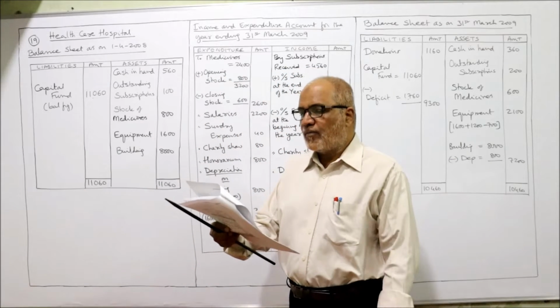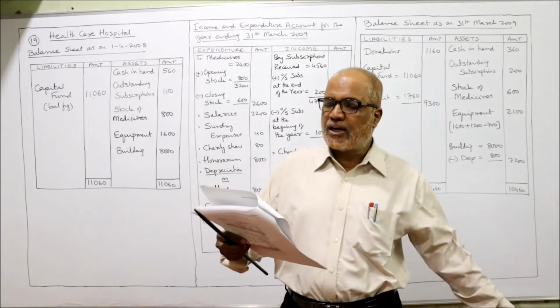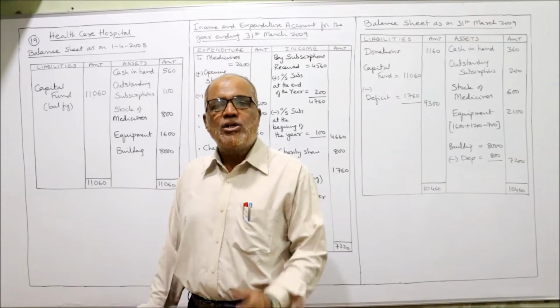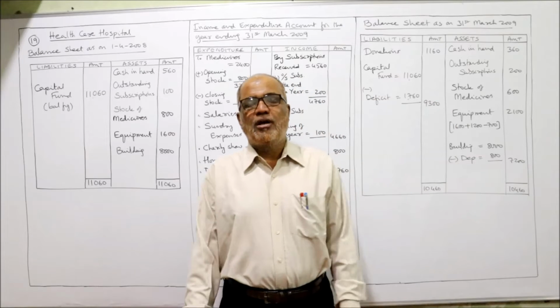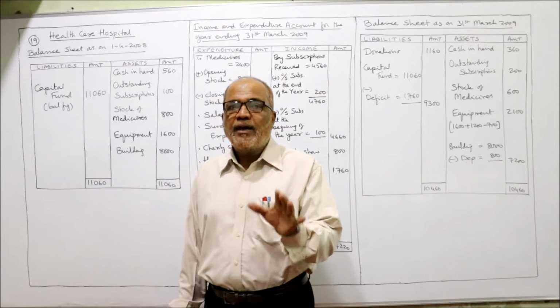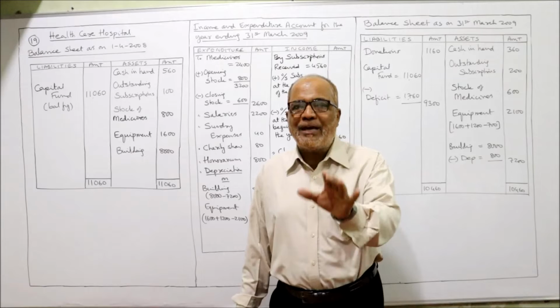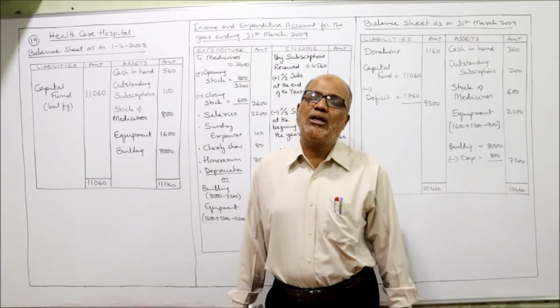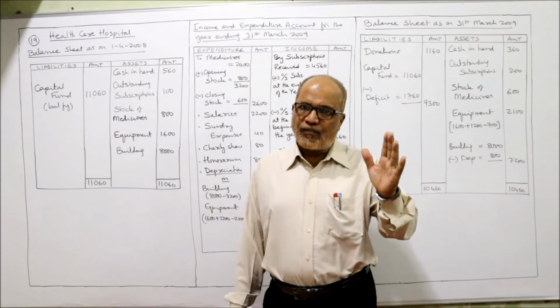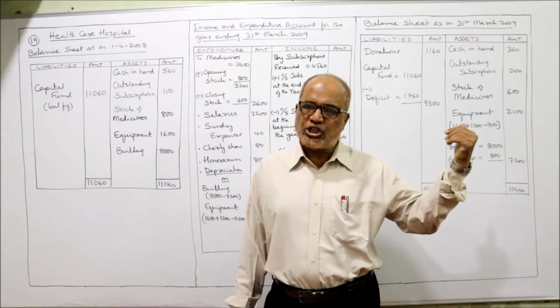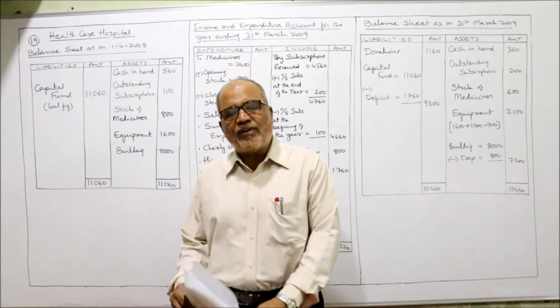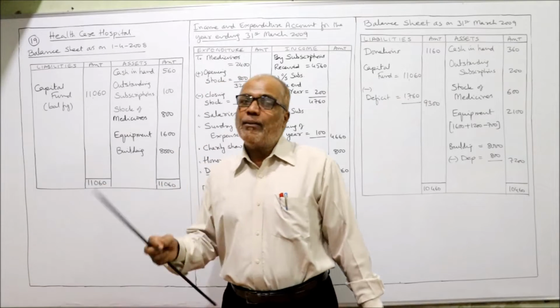Prepare income and expenditure account for the year ended 31st March 2009 and show the balance sheet as on that date. So we are required to make the income and expenditure account and balance sheet. But before that, capital fund at the beginning of the year is not given. So without finding the capital fund at the beginning of the year, we cannot prepare the balance sheet at the end of the year. So first of all, we'll make the opening balance sheet.